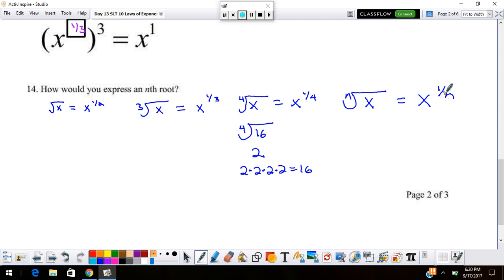Alright, now, it is my belief that this is not enough practice on rational exponents, so I have a couple little exercises we're going to go through together. Grab your notebook or find a blank page in your packet to write these down.